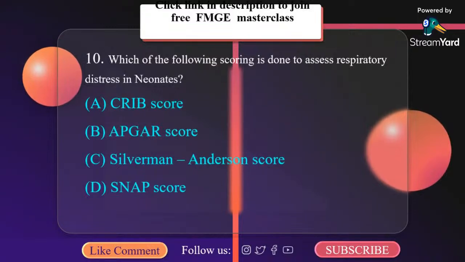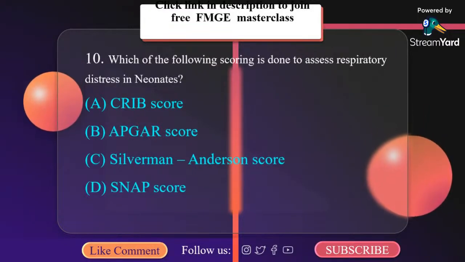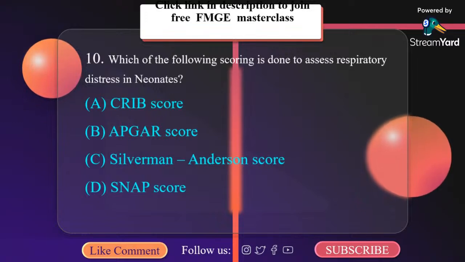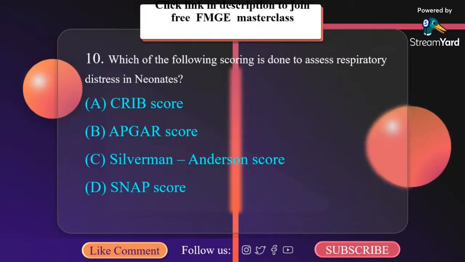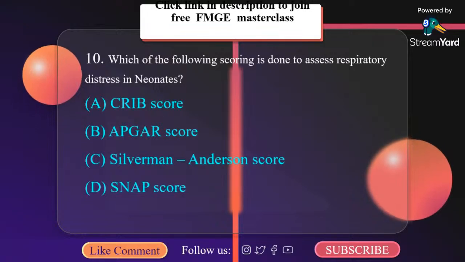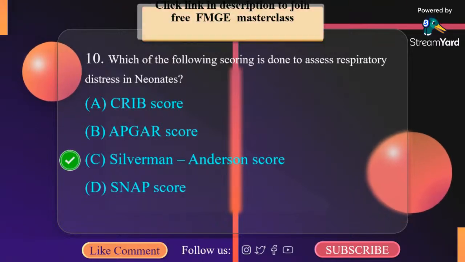Which of the following scoring is done to assess respiratory distress in neonates? A. Crib score, B. Apgar score, C. Silverman-Anderson score, and D. SNAP score. Well, it is Silverman-Anderson score.